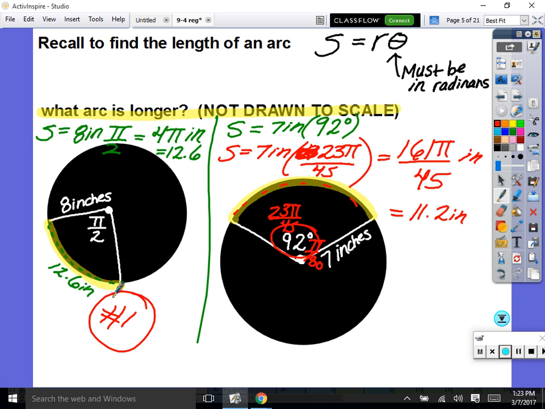So we multiply fractions straight across. 7 times 23. Good question. Divided by 45. And then, does that make sense? Good question. Okay, cool. Awesome. No, that's good.